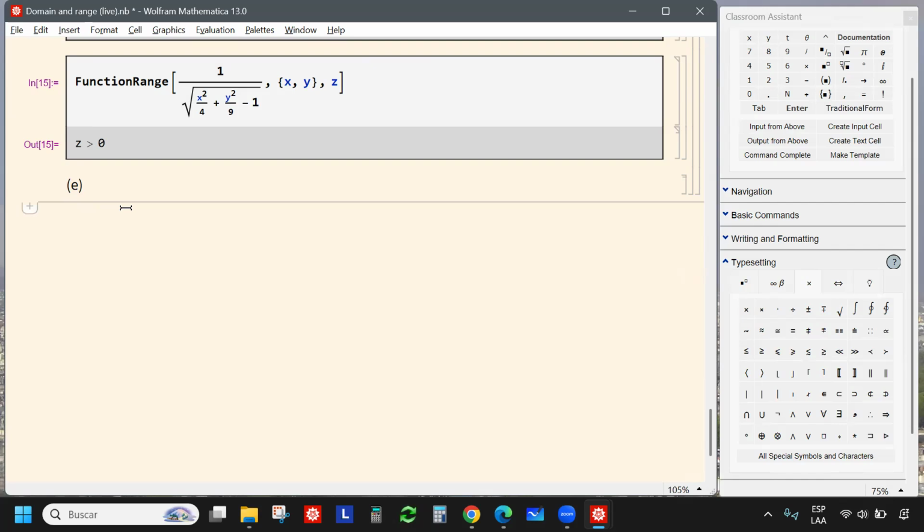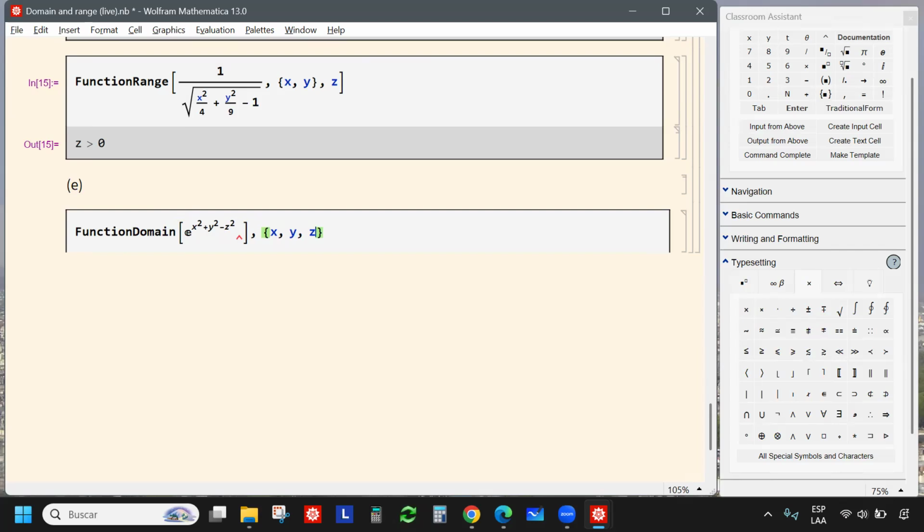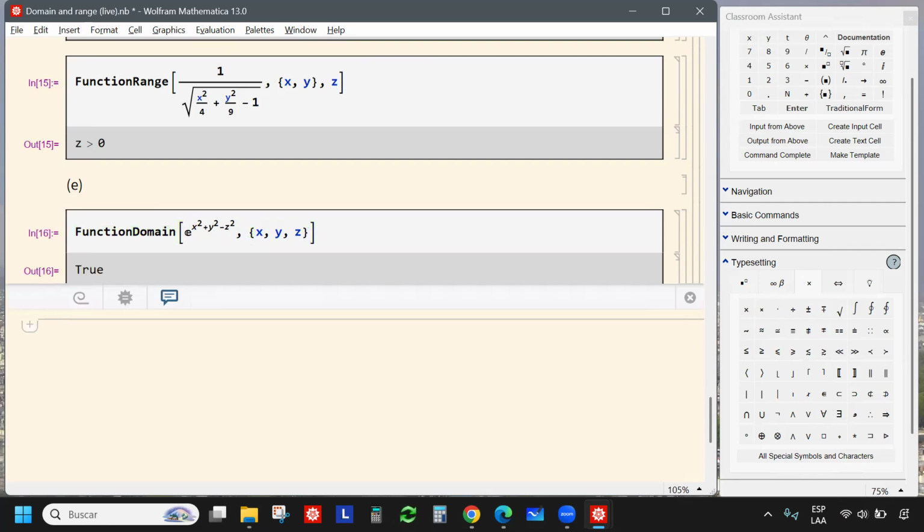Let's ask Mathematica about the domain of this function. So function range, function domain, sorry. And here I paste, and the variables are x, y, and z. Another mistake. x, y, and z. True, meaning that the domain of F is made of all triples x, y, and z belonging to R cube.